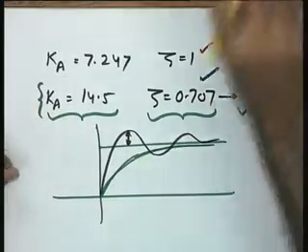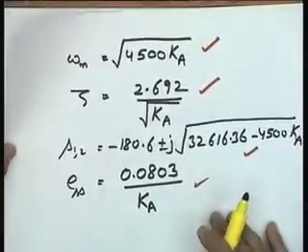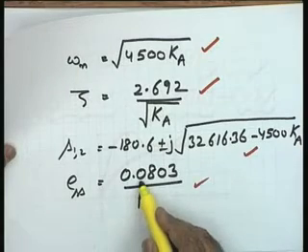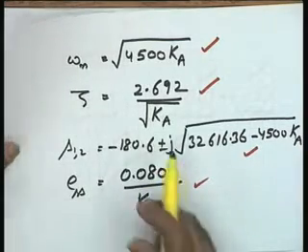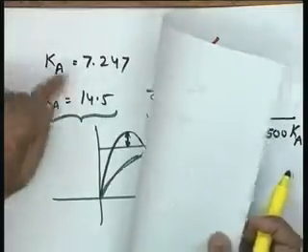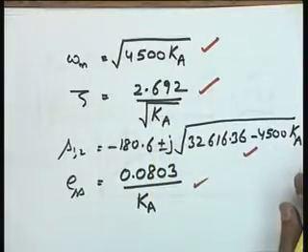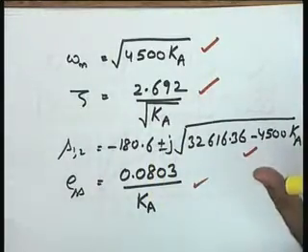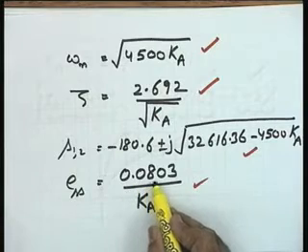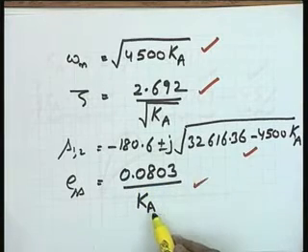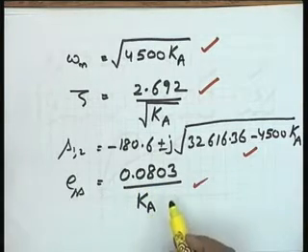Let me go back to the original slide. The steady state error in this particular case is 0.0803 divided by Ka. The value of Ka you have taken as 14.5. So this is the steady state error. So I can simply say that in this particular case, the steady state error is fixed at this particular value, 0.0803 divided by Ka, where Ka is equal to 14.5.